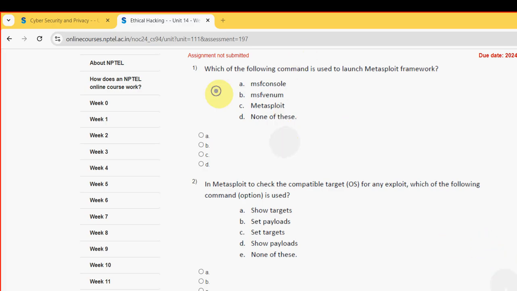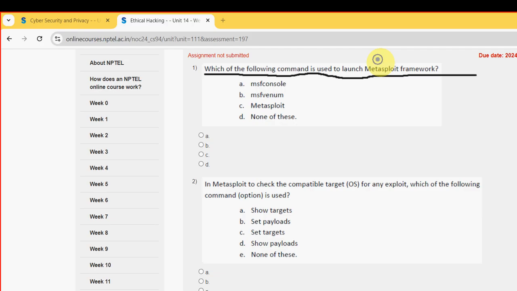Let's see the first question. Which of the following command is used to launch Metasploit framework? So for first question, the probable answer is option A guys, that is MSF console.